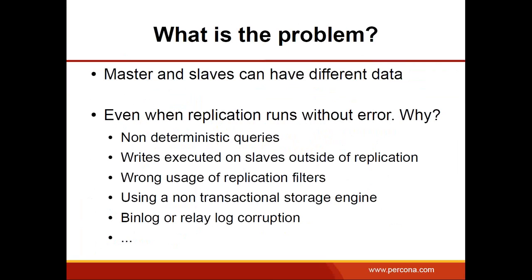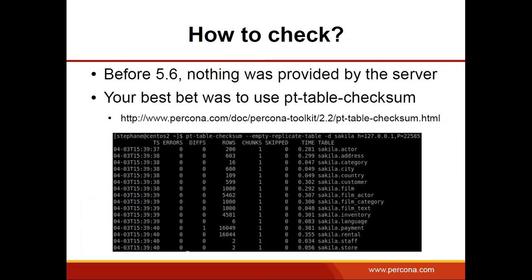How can you check that? Well, before 5.6 it was quite difficult because the server provided nothing. So your best option was to use pt-table-checksum from Percona Toolkit. So what does it look like? Here we're checksumming only one database. You have the -d Sakila option, which means that we are checking differences between master and slave only on this database.